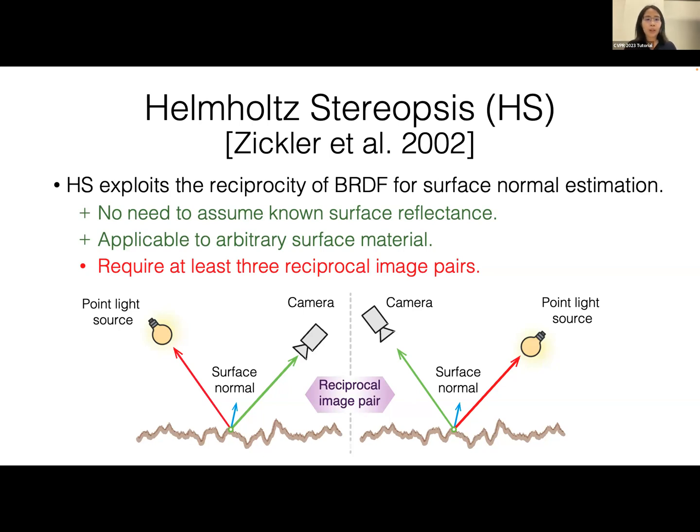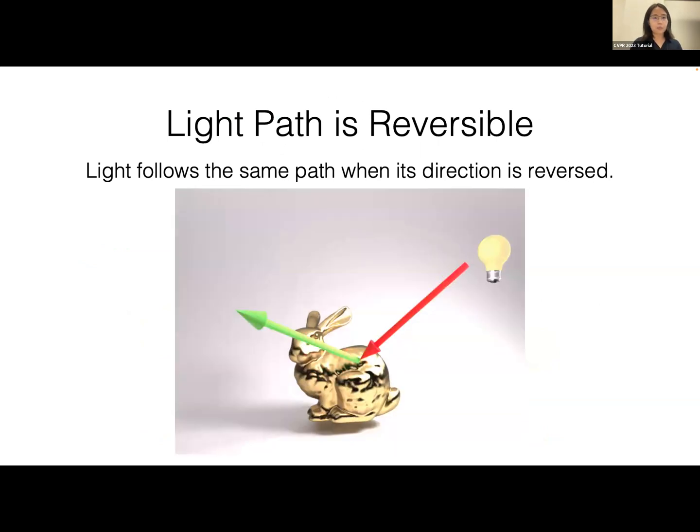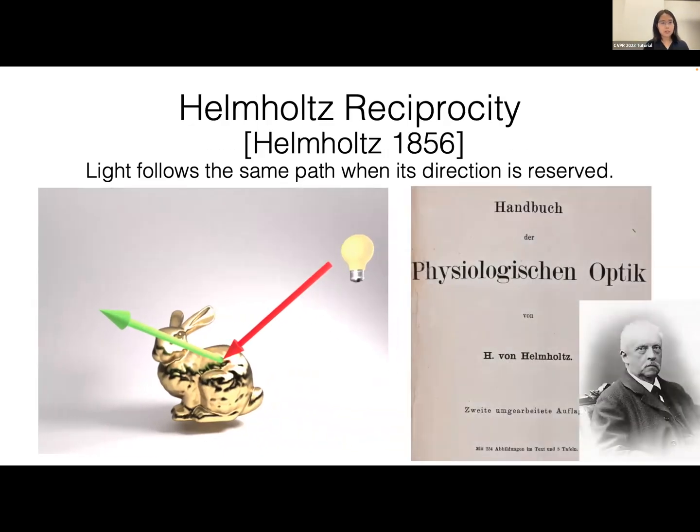And then in order to do the standard HS, you need to take at least 3 pairs of this kind of images. Okay, before introducing polarization to this problem, let me first briefly give you some background on why and how this method works. This method is based on the fact that light paths are reversible. Basically, this means that light follows the same path when its direction is precisely reversed. This is a well-known fact, and because this phenomenon was first discovered by the German physicist and optics researcher Hermann von Helmholtz, this principle is also called the Helmholtz reciprocity.